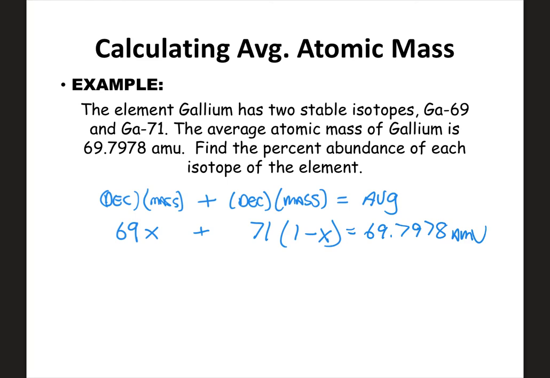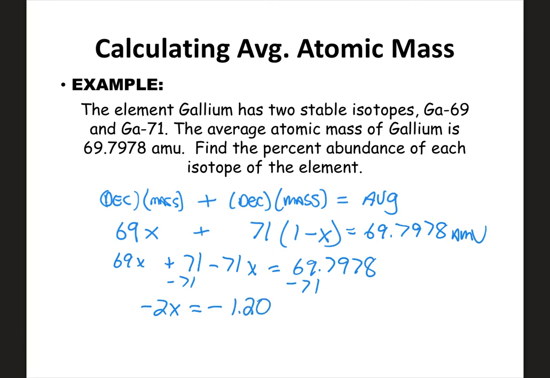All right, so now you just need to solve this for x. So you're going to distribute through and combine like terms. So we have 69x plus 71 minus 71x equals 69.7978. All right, so you want to combine your x terms, subtract 71 from both sides here. All right, you should end up with negative 2x equals negative 1.2022. You want to solve for x, so divide both sides by negative 2, and x is going to equal 0.6011.